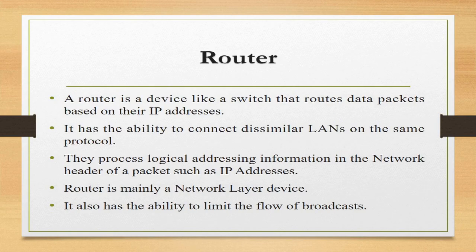Another important network device is a router. A router is a device like a switch that routes data packets based on their IP addresses. It has the ability to connect dissimilar LANs on the same protocol. Routers process logical addressing information in the network header of a packet, such as IP addresses. A router is mainly a network layer device and it has the ability to limit the flow of broadcast.